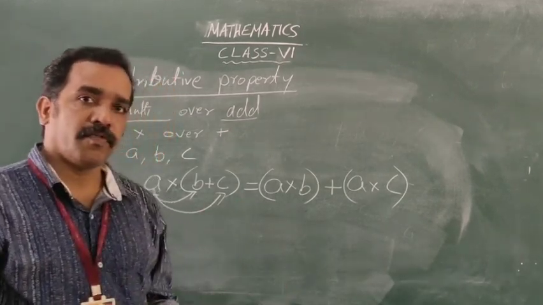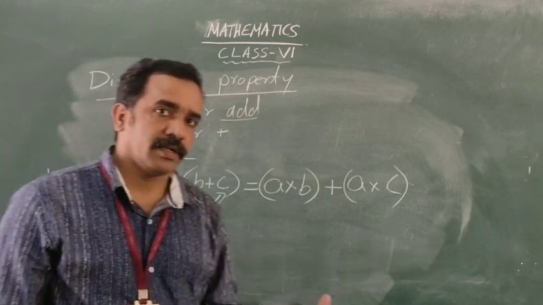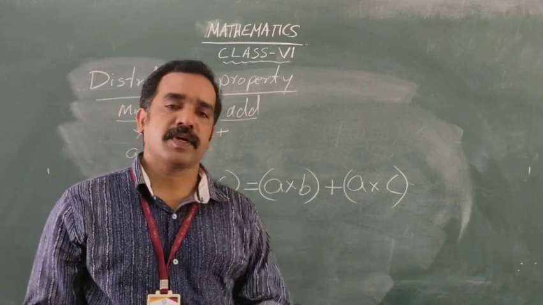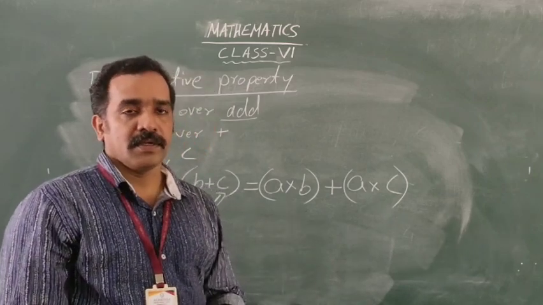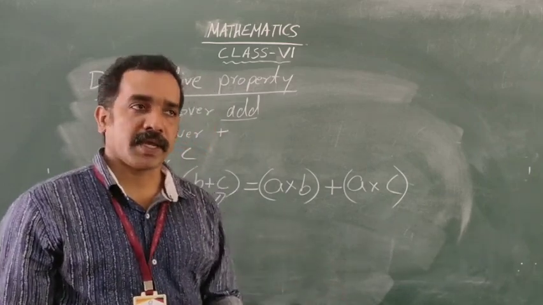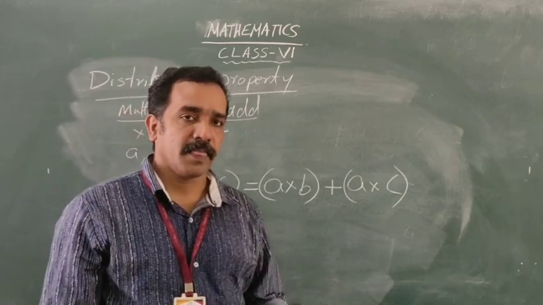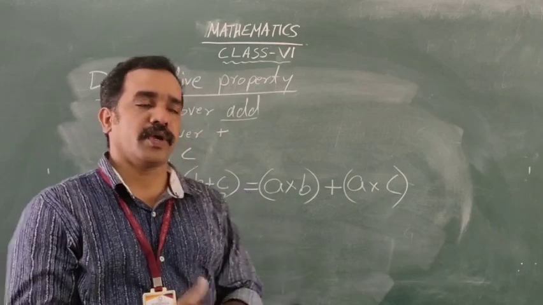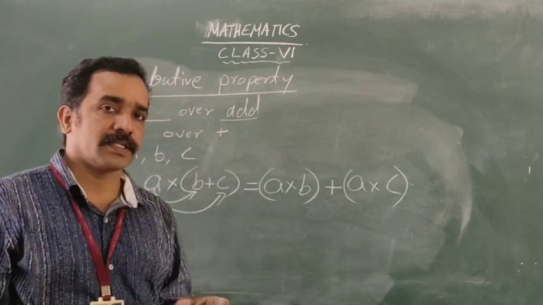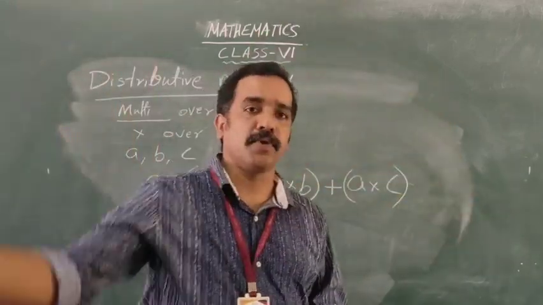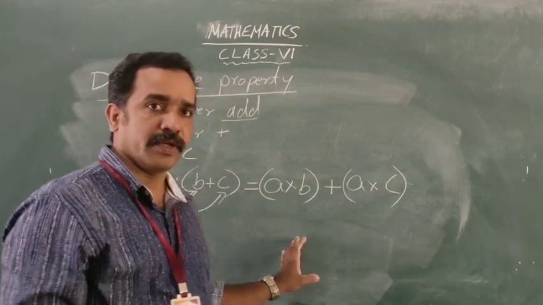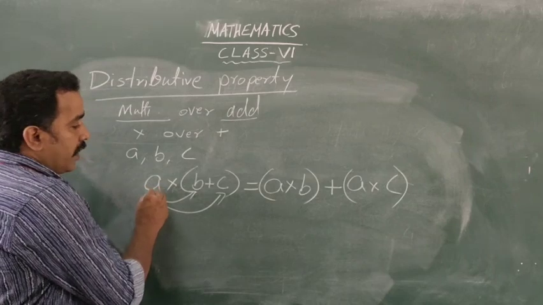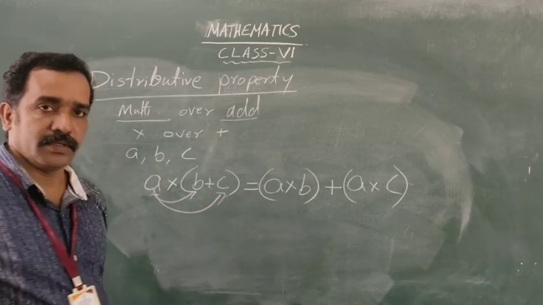What is meant by distribution? Suppose in your class, one of your friends is having a birthday. Usually there is a practice that the birthday boy or girl will bring some sweets and distribute them to everyone. So one person giving to many people, that is what is called distribution. Here also we are distributing A to B and A to C.